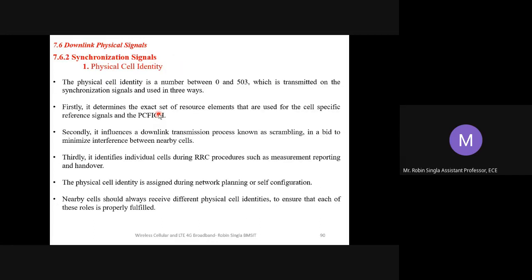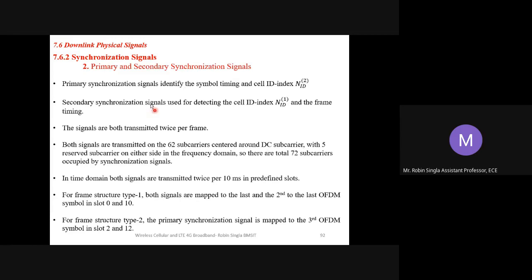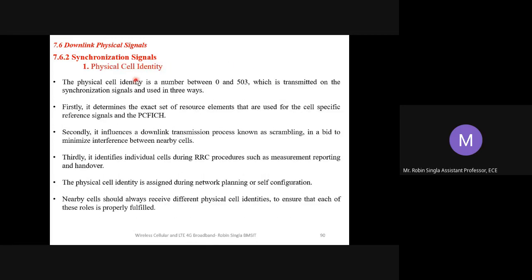Next, in the downlink physical signals, the second type is synchronization signals. In synchronization signals, we have 3 types: physical cell identity and primary and secondary synchronization signals. First we'll see what the physical cell identity is. The physical cell identity is a number between 0 and 503, which is transmitted on the synchronization signals and used in 3 ways. First, it determines the exact set of resource elements that are used for the cell-specific reference signals and the PCFICH.